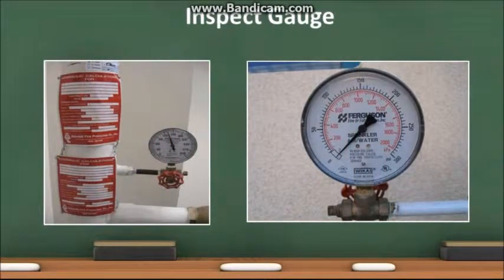Visually inspect the gauges. They should be in good condition and readable. Check the pressure and compare it to the calculation card. In the photo on the left, there is pressure indicated on the gauge. In the photo on the right, there is no pressure in the system.